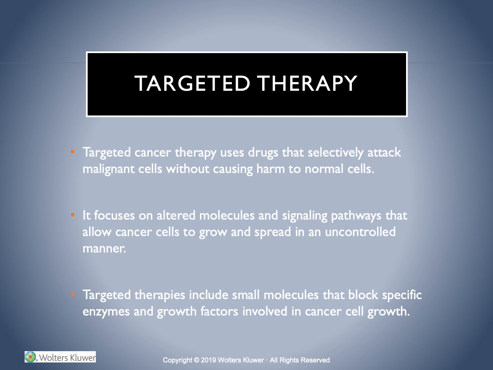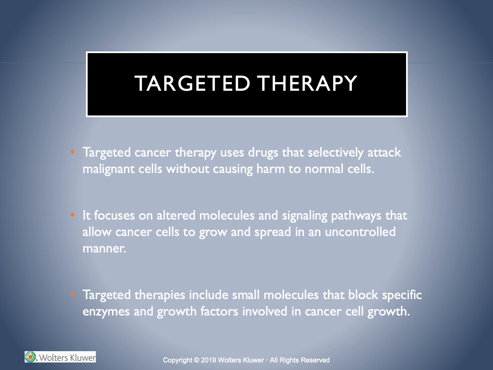Small molecule inhibitors. These drugs are designed to block the activity of specific molecules involved in cancer cell growth and survival. They can be taken orally and enter cells to target specific proteins or enzymes. Monoclonal antibodies. These drugs are designed to bind to specific proteins on the surface of the cancer cells, blocking their function or signaling pathways. They can also stimulate the immune system to attack cancer cells.